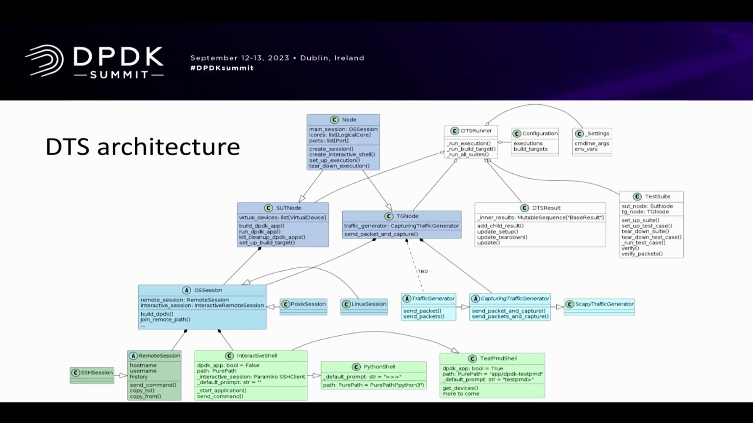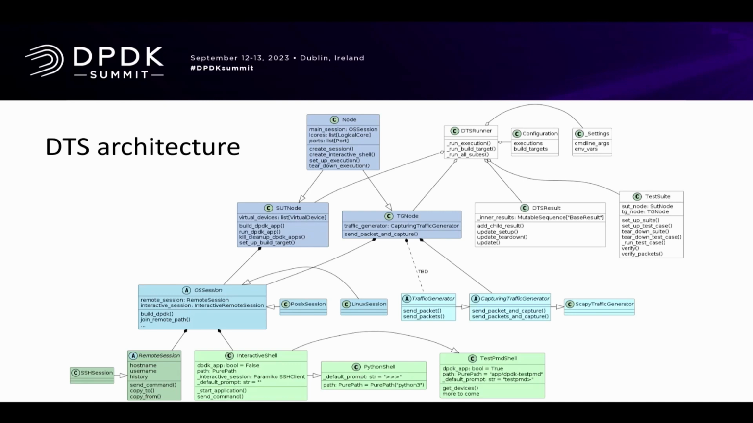Let's talk about the DTS architecture, starting from the top of the diagram. I mentioned the DTS runner in the workflow diagram. This class is responsible for running everything: the executions, the build targets, and the test suites. It uses the configuration from a file, which, as already mentioned, defines the executions, the build targets, and the test bed as well. The user can also pass some command line arguments or use environment variables to modify some of the framework behaviors, such as timeouts.